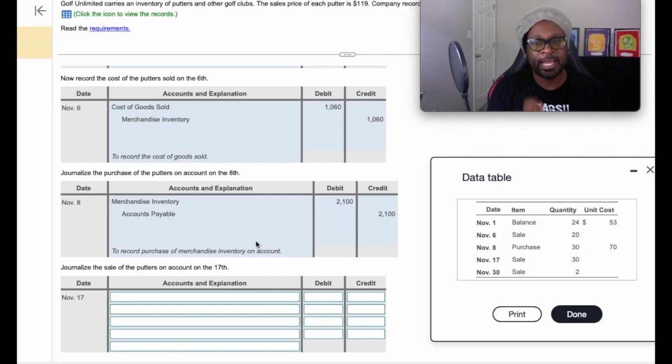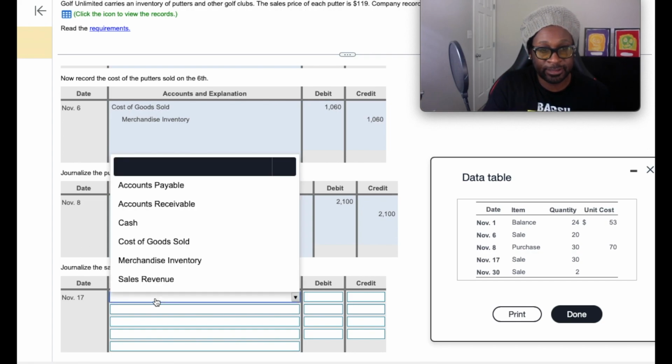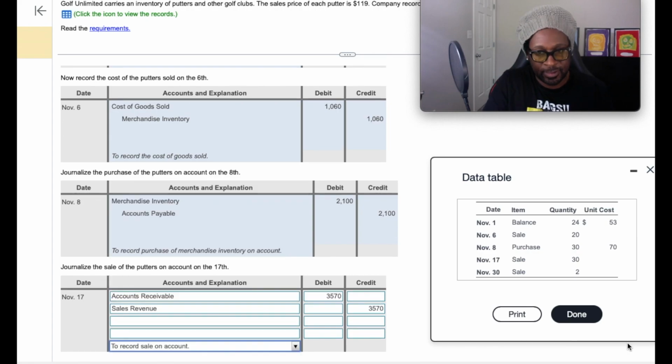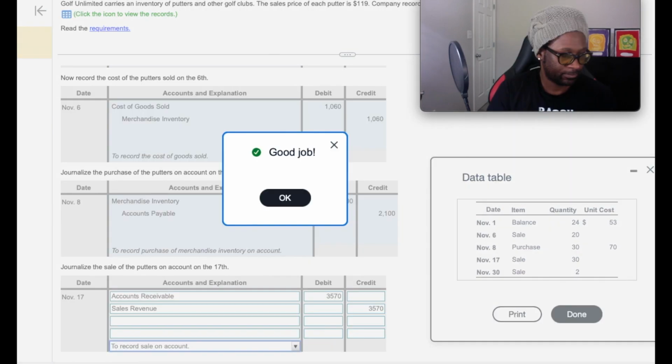Fantastic. Now we have to recognize the November 17th sale, gang. But first things first, let's record the revenue that was earned. We know that on November 17th, we sold 30 units, and we also know the sales price for each is $119, which will give us a total amount of revenue earned of $3,570. Therefore, we're going to debit accounts receivable and credit service revenue for that amount. We're going to check our answer.